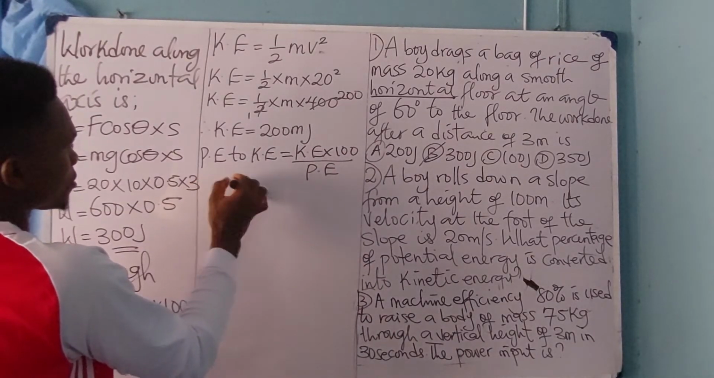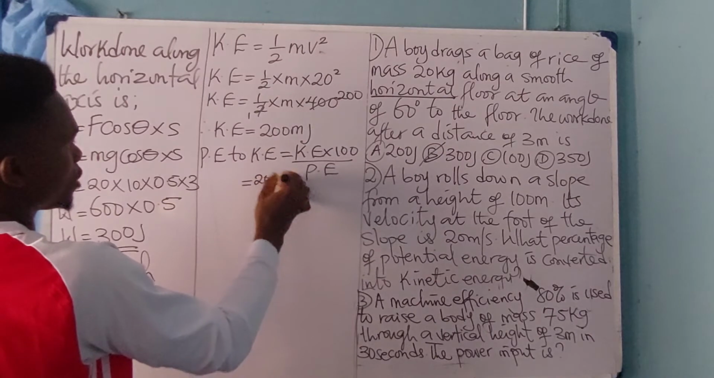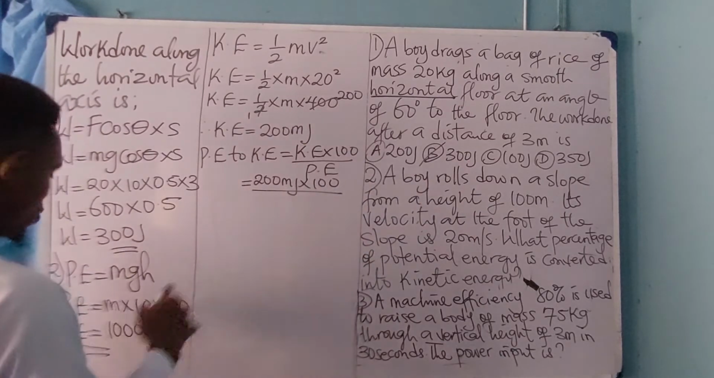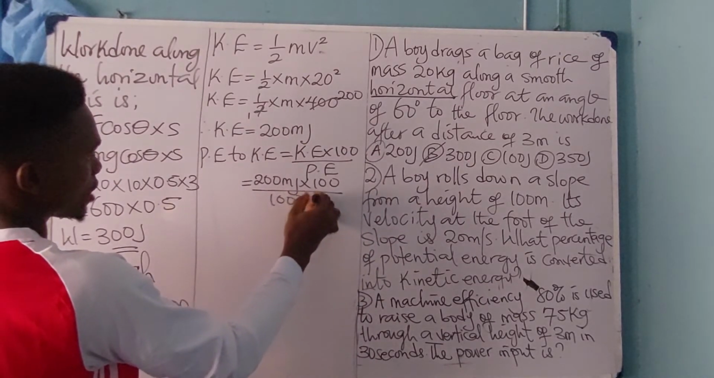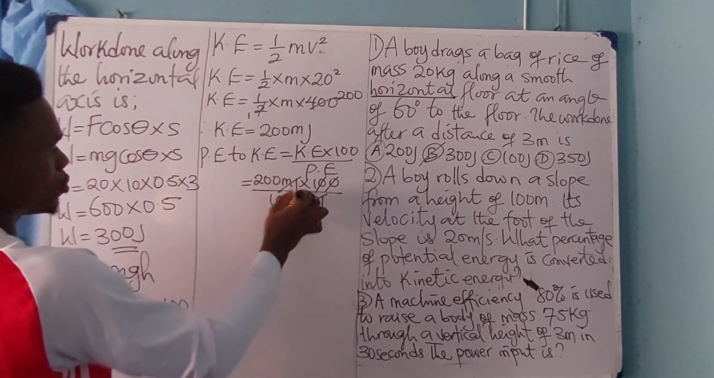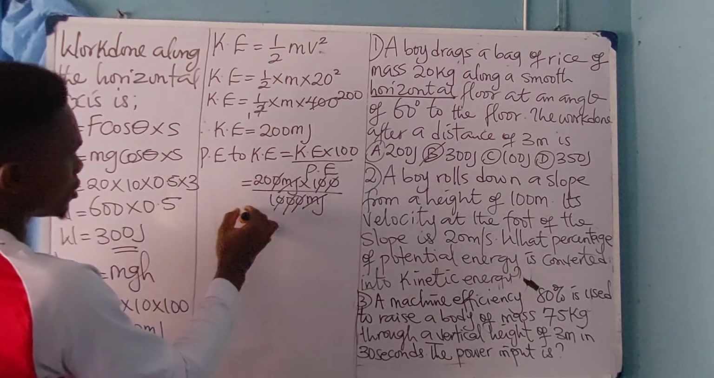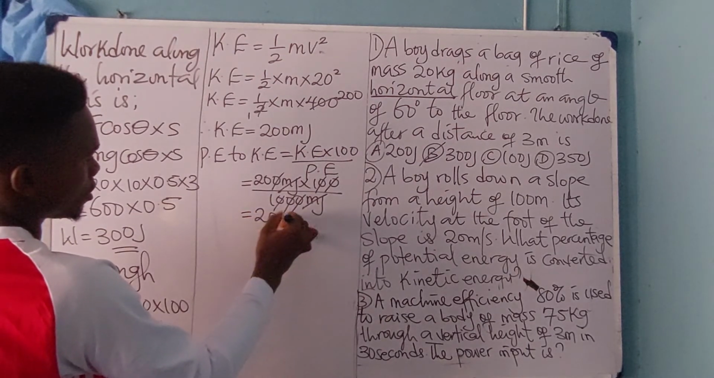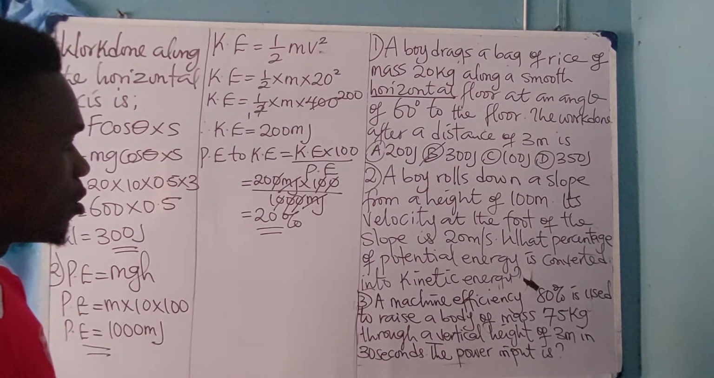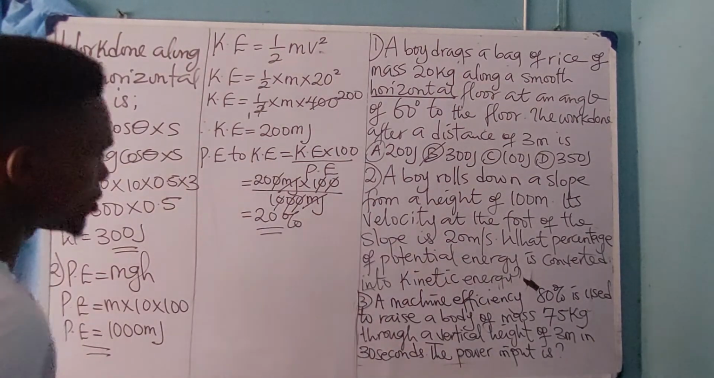Therefore, you now have that. Kinetic energy was given as 200m, then times 100 over potential energy, 1000m. So m will go out. You have 1, 1, 2, 2. This will go into this. Therefore, you now have 20. At what percentage is the potential energy converted to kinetic energy? So please, it is 20%.